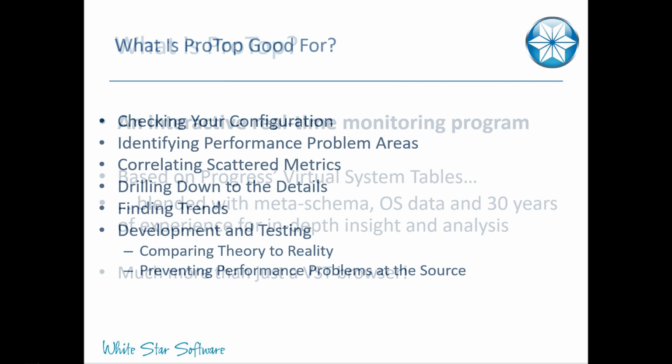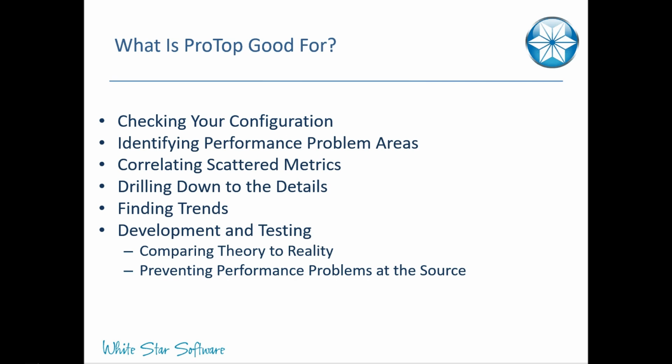All right. What's it good for? Checking your configuration, right? There's a lot of stuff out of the box that'll flag as red when you're running the character edition of ProTop. It's good for finding performance problems, which is really the central part of today's talk. I mentioned correlating scattered metrics, right? So you don't have to go and run 63 commands in 5 different windows. ProTop does all of that for you and presents it to you in one unified view.